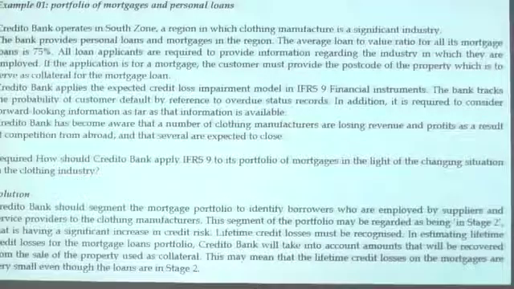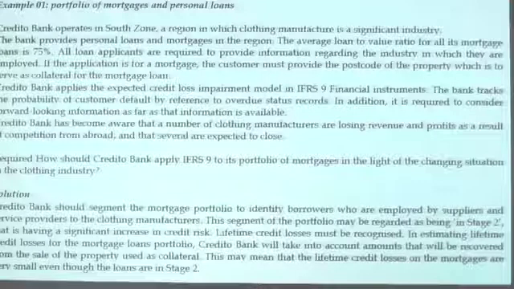Creditor bank operates in a southern zone, a region in which clothing manufacturing is a significant industry. Now, that bank operates in a region that is highly specialized in garment factories. The bank provides personal loans and mortgages in the region. They are giving loans to customers. The average loan to value ratio for its mortgage loans is 75%. All loan applicants are required to provide information regarding the industry in which they are employed.